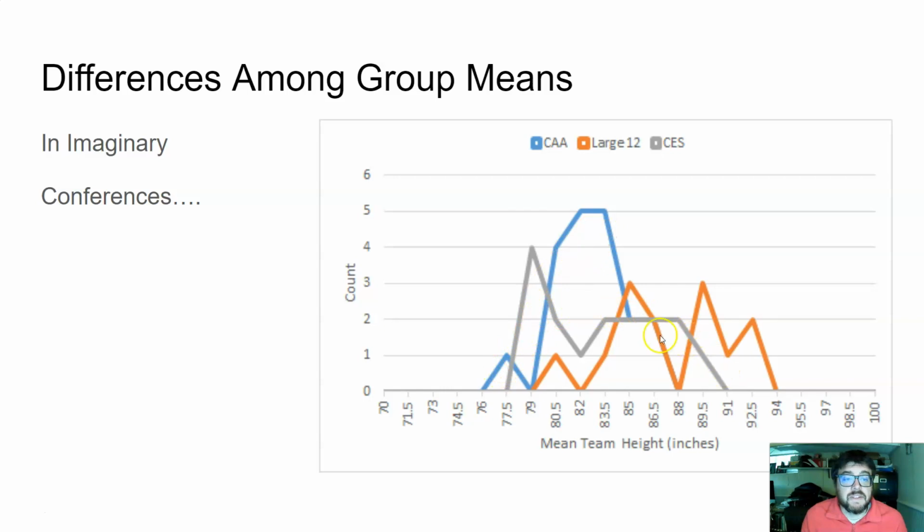You know, this gray one is sort of spread out. This blue one is more centralized, but they have sort of similar means. And this orange one looks like the teams might, on average, be a little taller. So how do we test that mathematically? We use ANOVA.